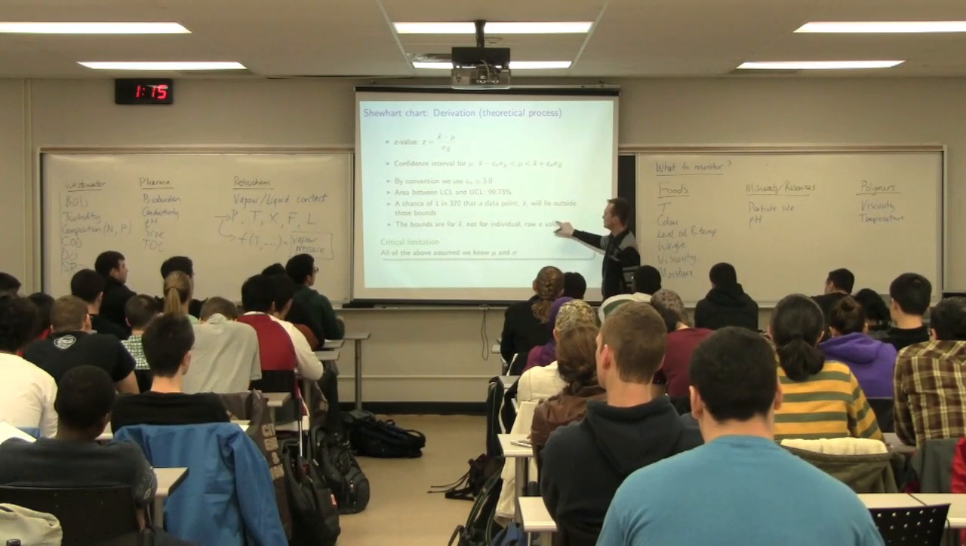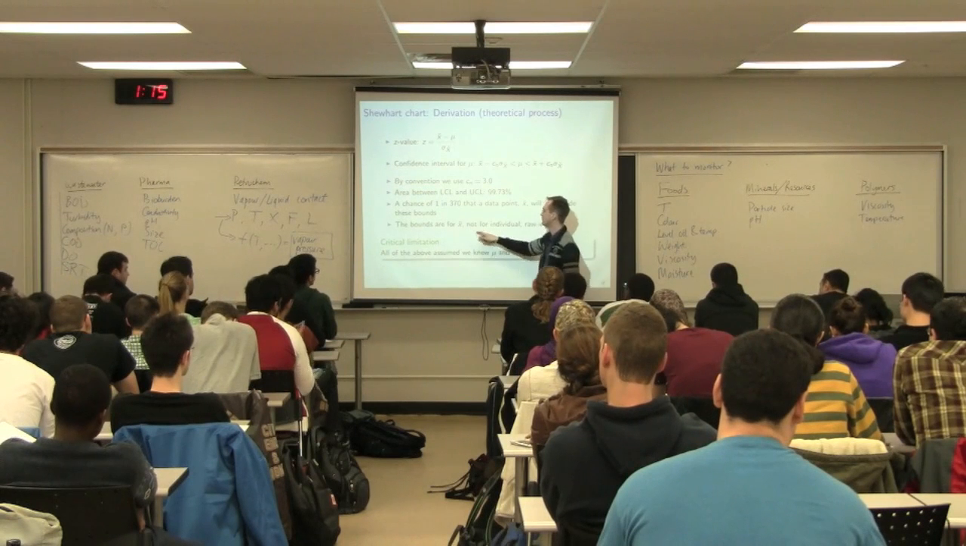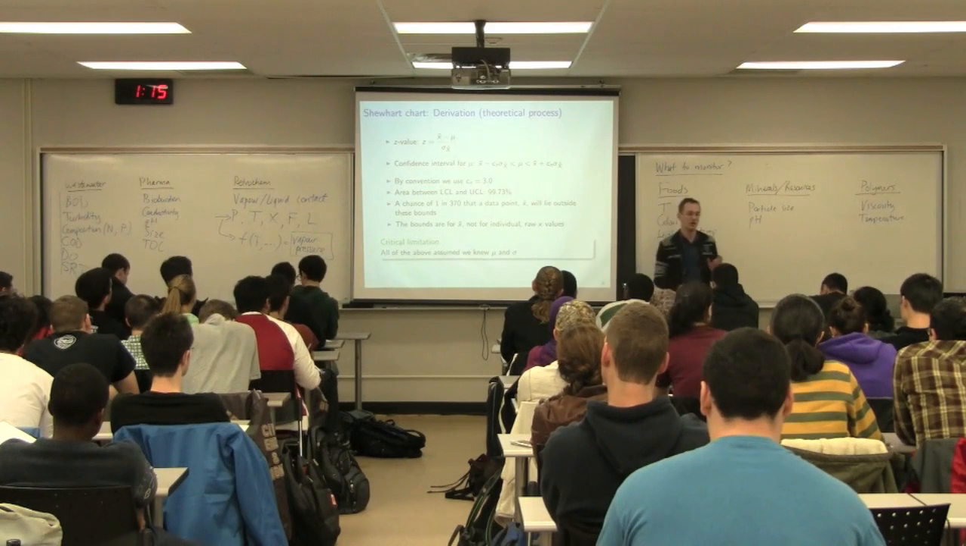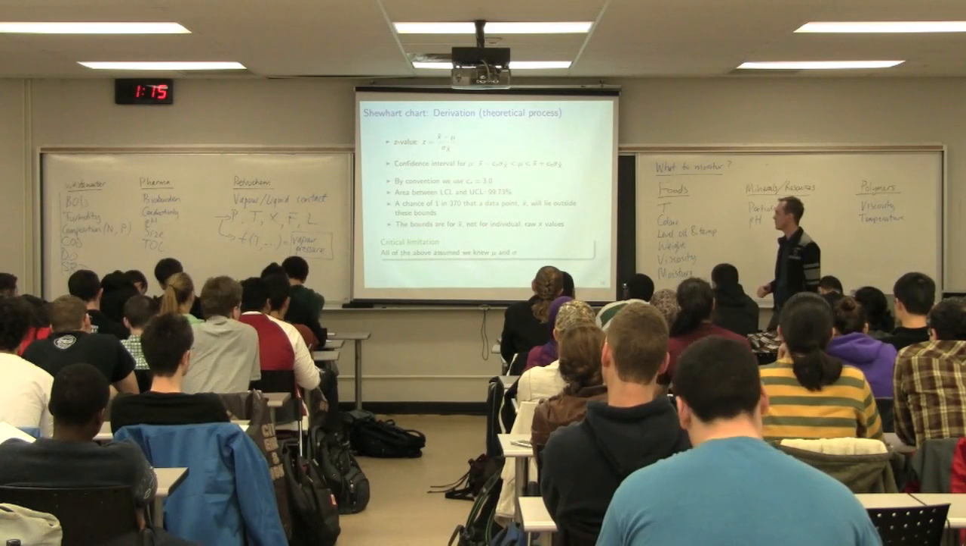The other thing to notice here is that these bounds are for x bar. They are not bounds for the raw data values. So we're going to monitor x bar. We're not monitoring the raw data.